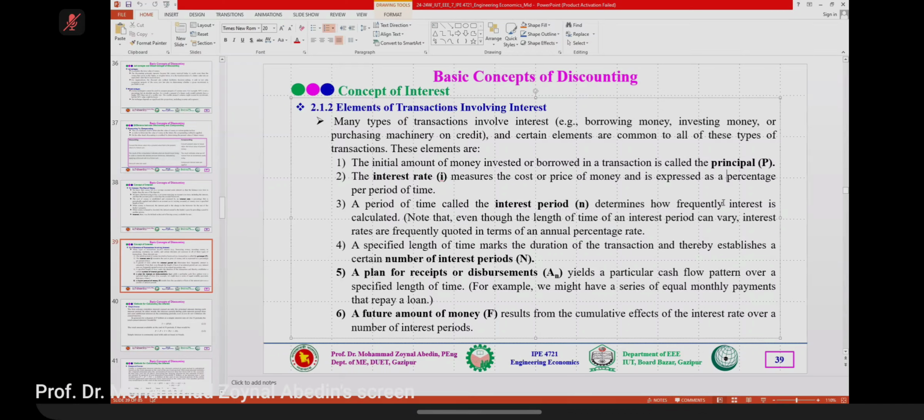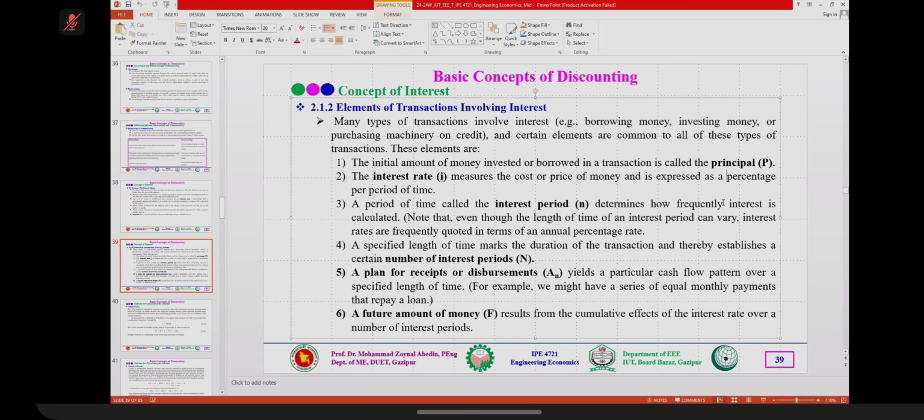Number 5, a plan for receipts or disbursements yields a particular cash flow pattern over a specific length of time. For example, we might have a series of equal monthly payments that repay a loan. Or sometimes we have disbursements of money.